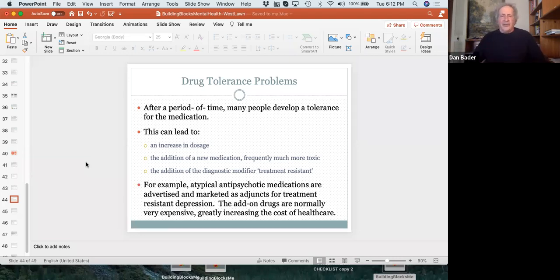And then the addition of the diagnostic modifier, treatment resistant. So usually what would happen, let's take depression, which might be the most common kind of disorder diagnosed. In order to give you antipsychotic medications for your depression, because your antidepressant no longer is doing the job, or to give you electroconvulsive therapy, shock, you've got to get the treatment resistant modifier on your diagnosis. Otherwise, they can't give it to you.